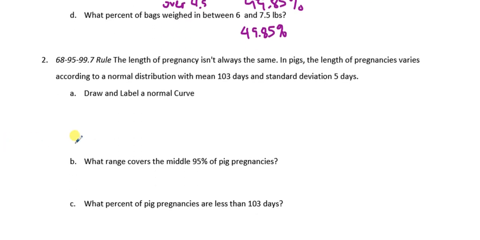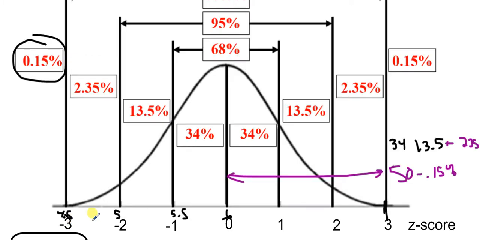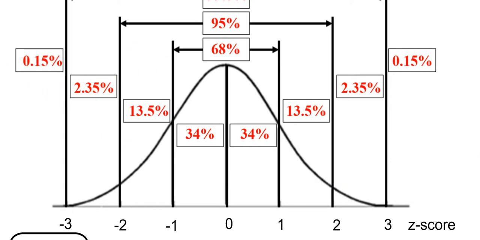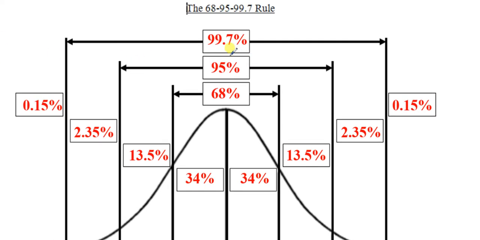And you would do this problem exactly the same way. 103 would be in the middle. Add 5, you'd be at 108 for 1, 113 for 2. The middle 95% is, if you look at here, here's the middle 95% right here.